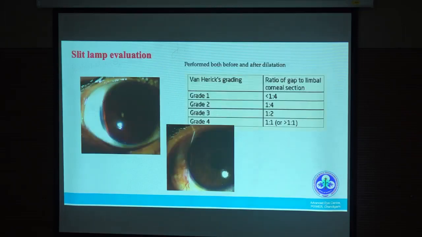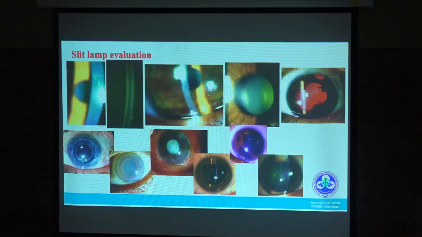Then as you know, the Van Herick grading: you have to see the extreme periphery of the cornea with 45 to 60 degree angulation of the slit lamp. Then you grade the gap between the corneal shadow and the iris shadow, that is the thickness. That's grade 1, grade 2, grade 3 and grade 4. Anything less than grade 1, like 1/4 of the corneal thickness, is angle closure.